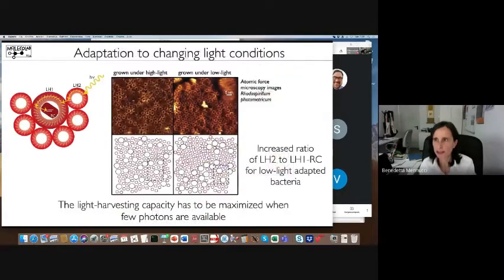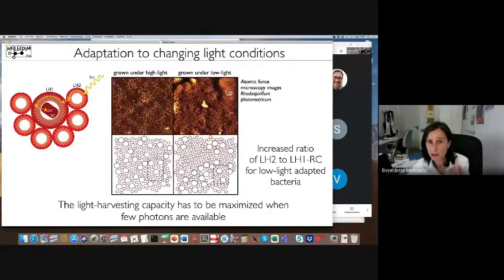But this system is very interesting also from a different point of view. These bacteria can adapt very well to different light conditions. When the bacteria is grown under high light condition, the ratio between antenna and reaction center is high, because you have a lot of energy that can be absorbed.